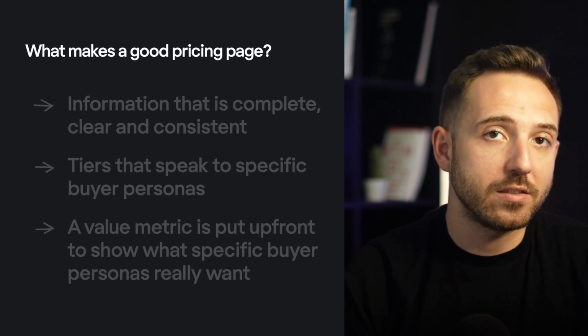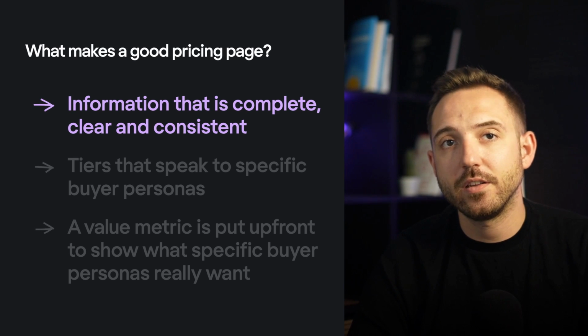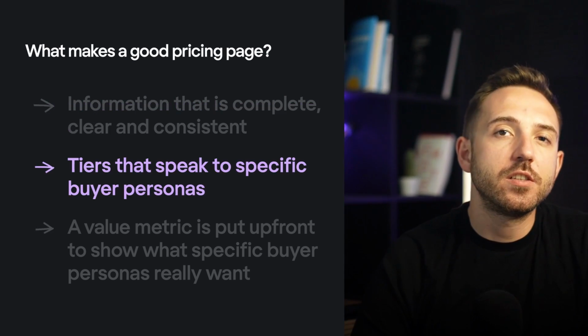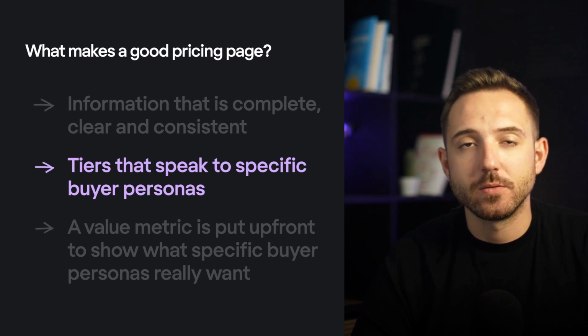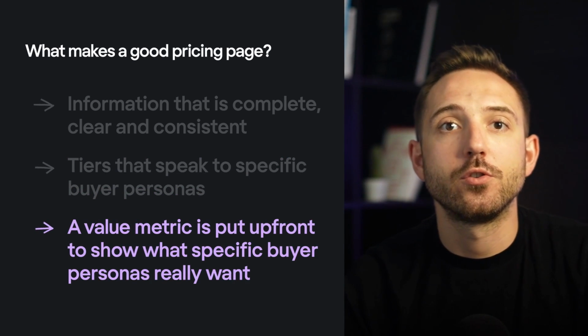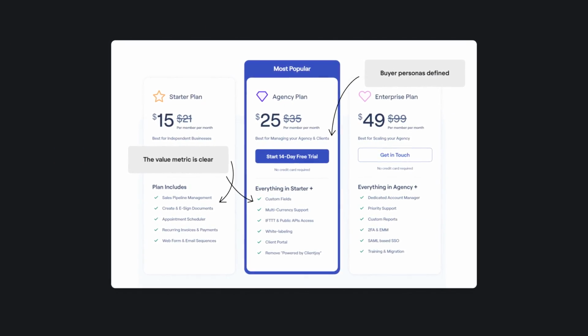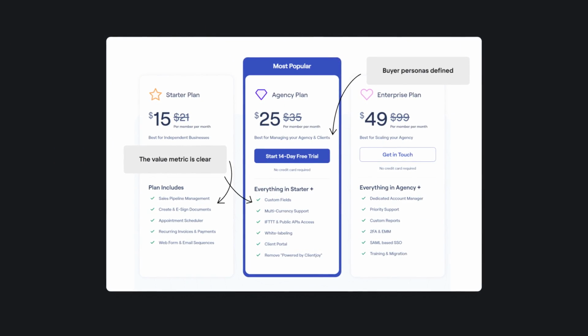What makes a good pricing page? Information that is complete, clear, and consistent, so potential customers can make an informed decision. Tiers that speak to specific buyer personas. A value metric is put up front to show what specific buyer personas really want. Here you can see an example of a pricing page done right by Client Joy, one of Eleken's clients.